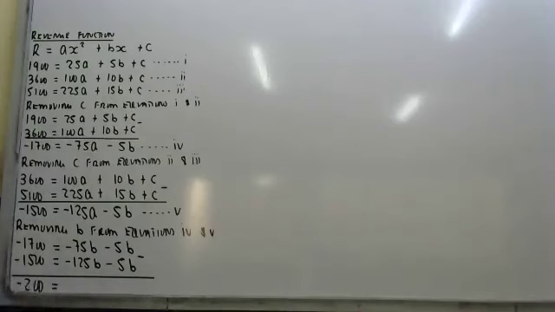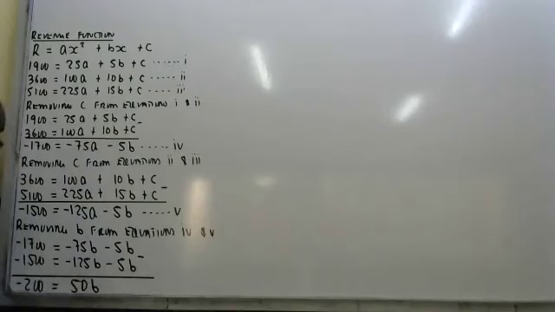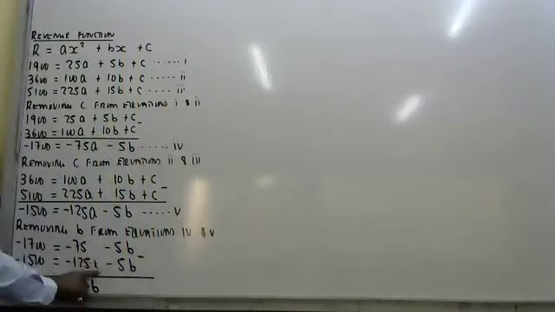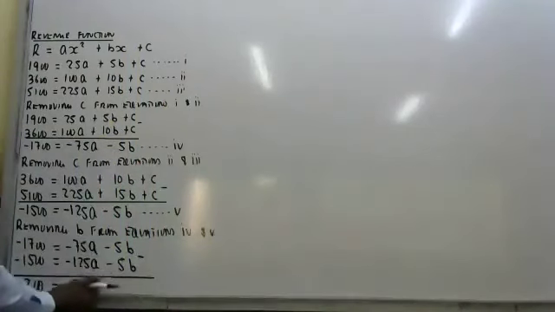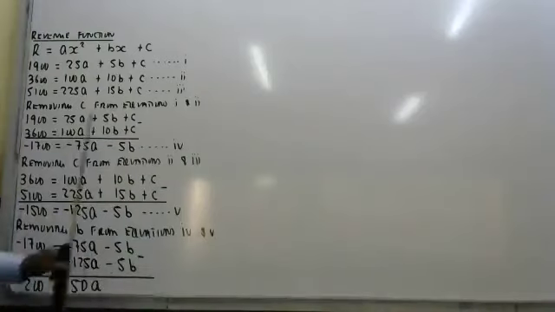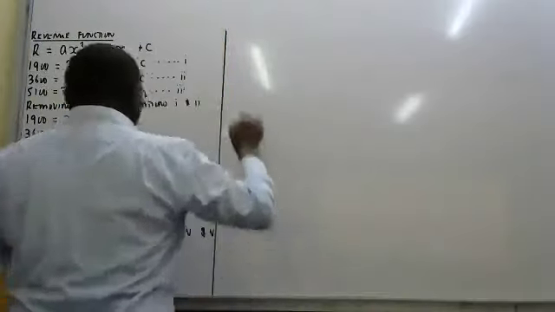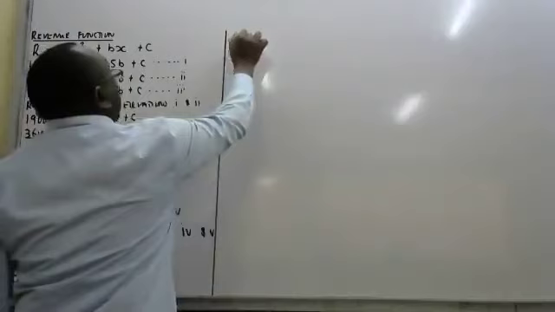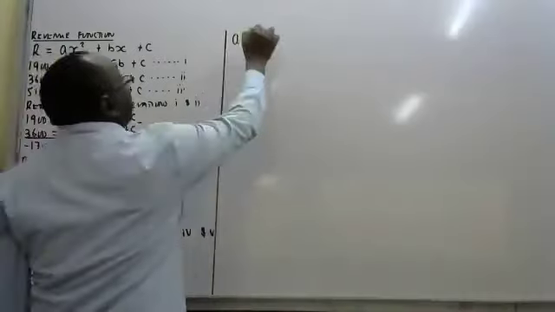Minus 75 minus 125, you are left with what? 50B. And this other one disappears. Sorry, to call these are A's. This is A, this is A, this is A. So 50A. So based on that, we are able to tell that A is minus what? Minus 4.